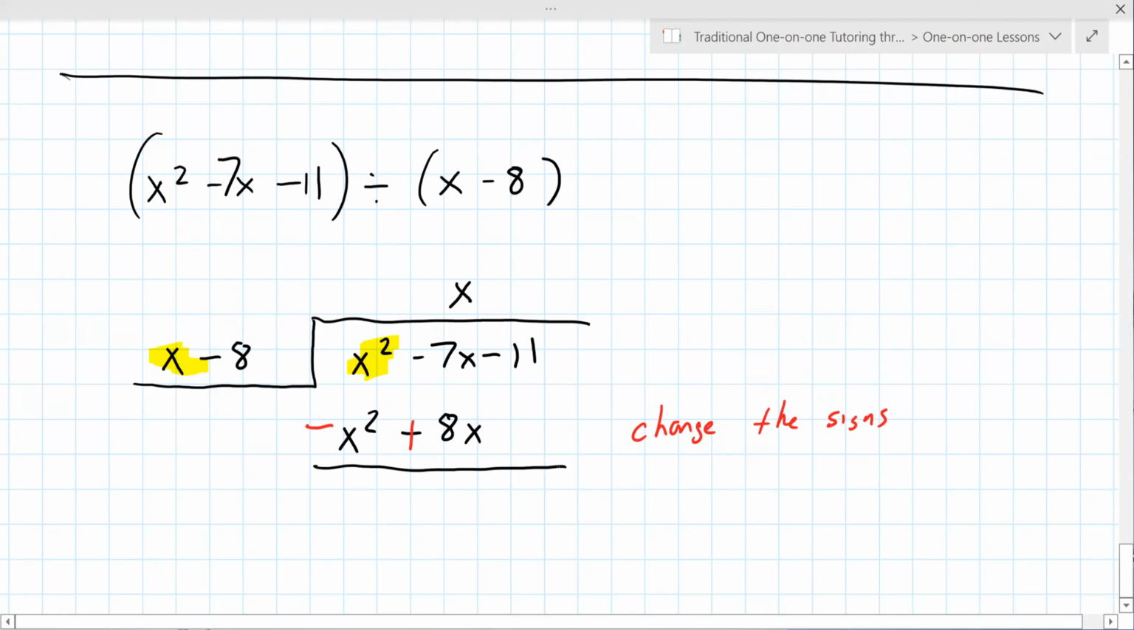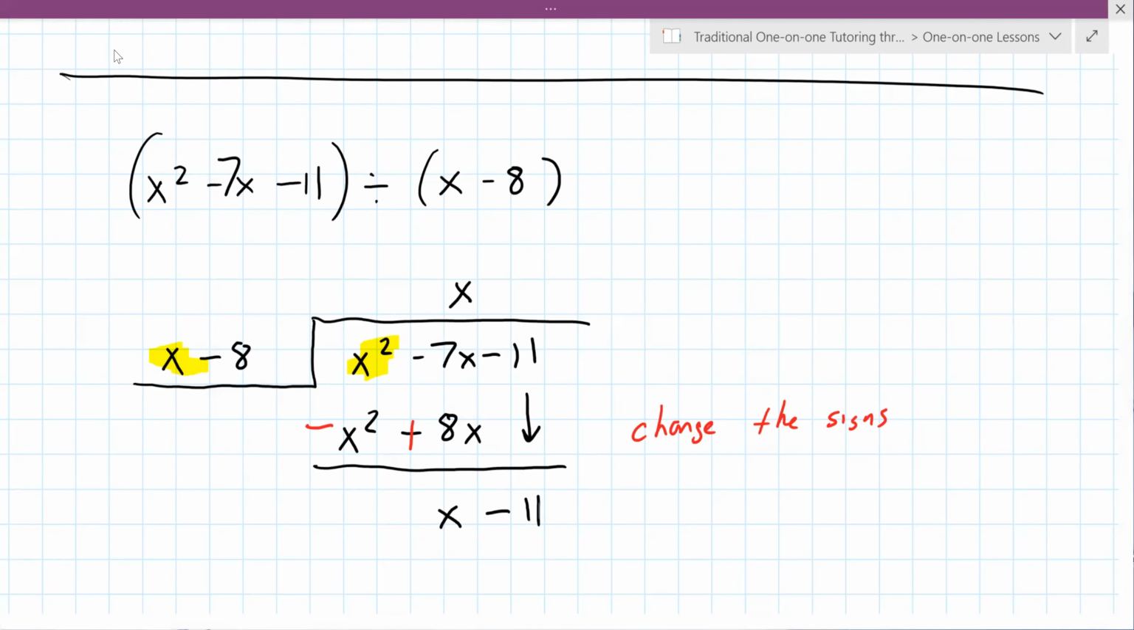And then we work vertically. So x squared minus x squared is 0. It should always, always be the case that you get 0 here. If you don't, you did something wrong. You may get 0 in the next one, but that's dependent on many other things. So minus 7x plus 8x gives you x. And if you remember from your days of long division, you always bring down at least one term. Sometimes it's a number.